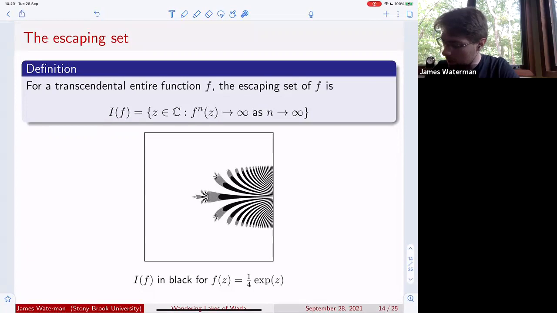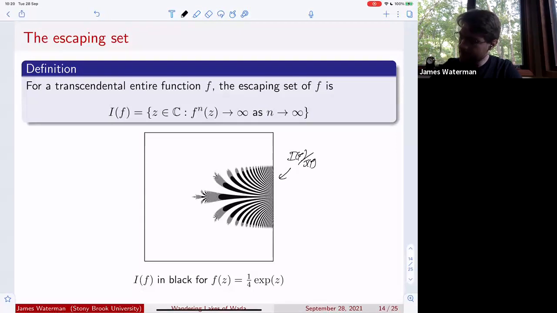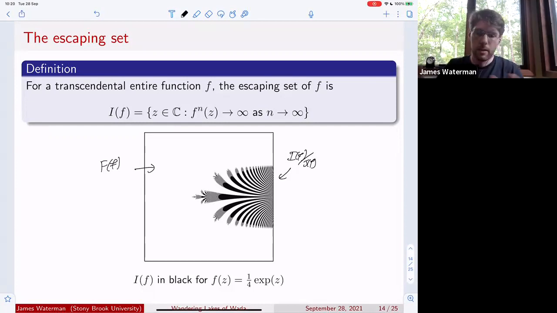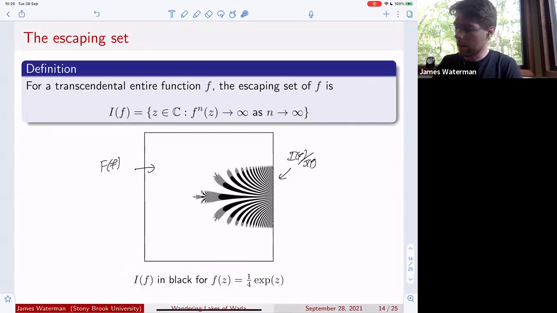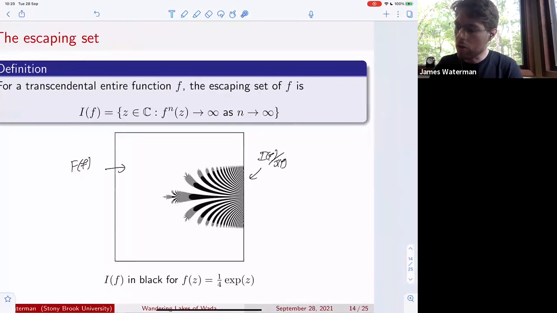And so here we have a nice example, which is a quarter times the exponential function. In black here, we have the escaping set, and I suppose you can't distinguish also the Julia set. And in white here, we have the Fatou set, which is going to be some attracting basin. So in general, here's an example of what the escaping set looks like for this map. And we have what's called this Cantor bouquet of curves. So there's the escaping set.